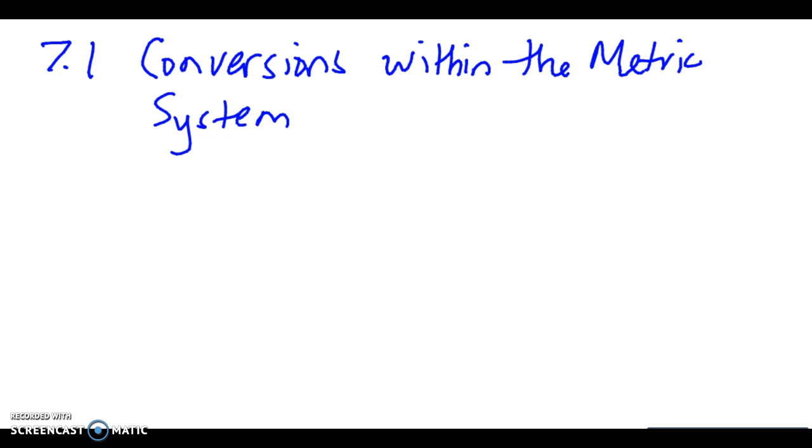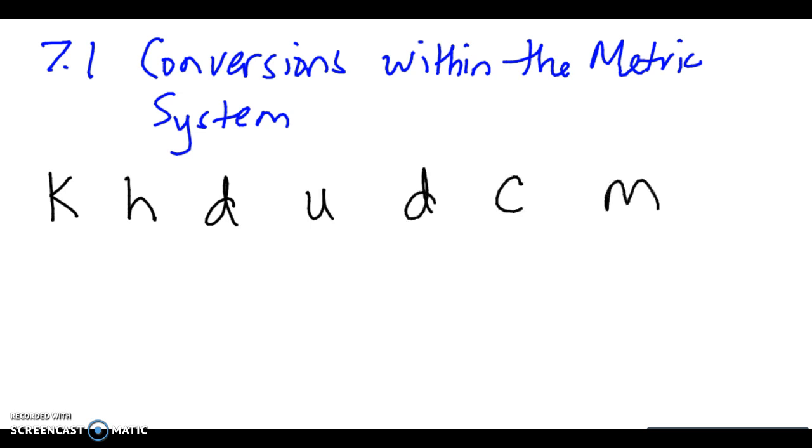So we want to talk about how to convert within the system, how to go from, let's say, kilograms to milligrams. So we like to use a mnemonic, which is a saying that helps us remember the system. And in the metric system, the mnemonic is King Henry died unusually drinking chocolate milk. And each one of these letters represents a prefix for a unit of measure in the metric system. These are the most common units of measure, although there are others in the metric system.